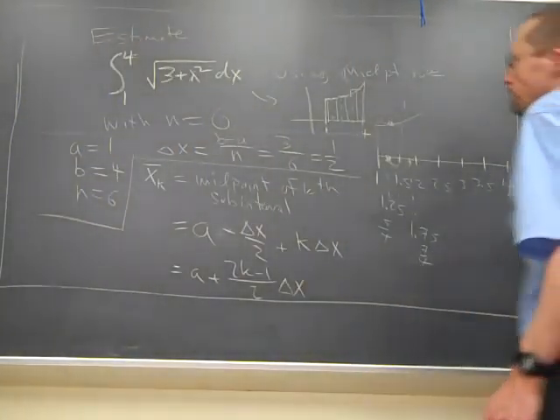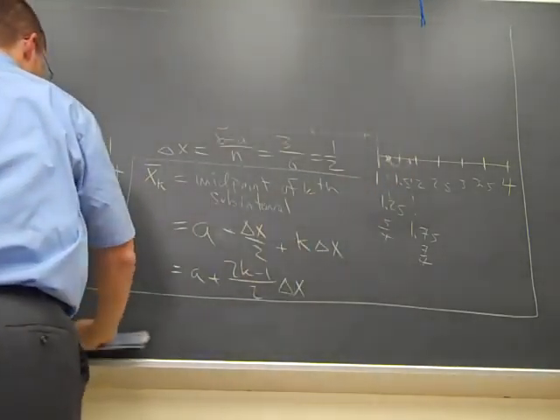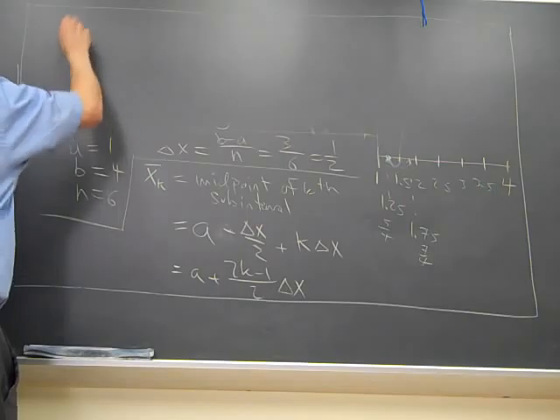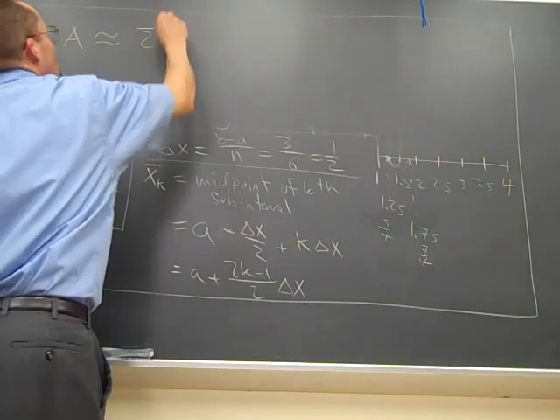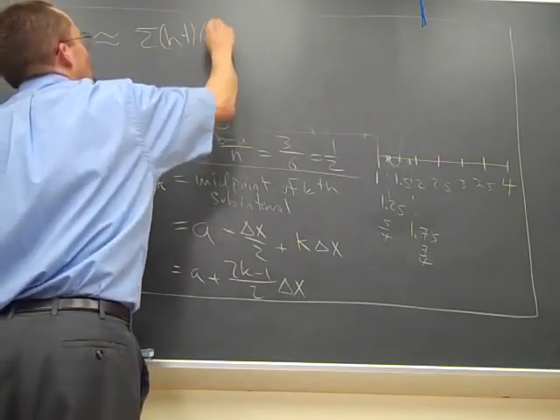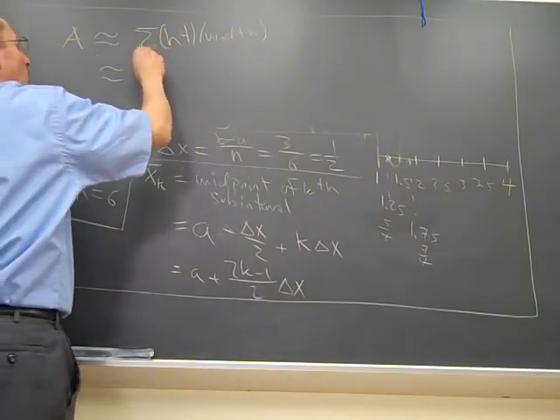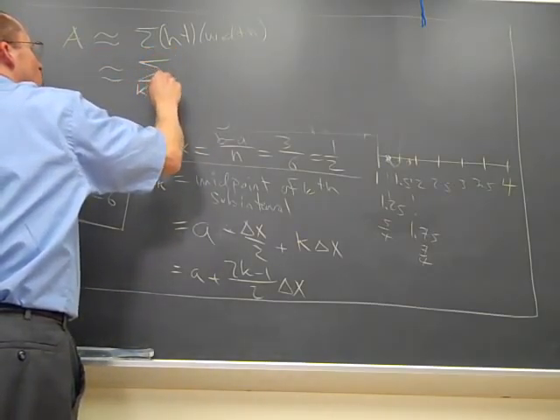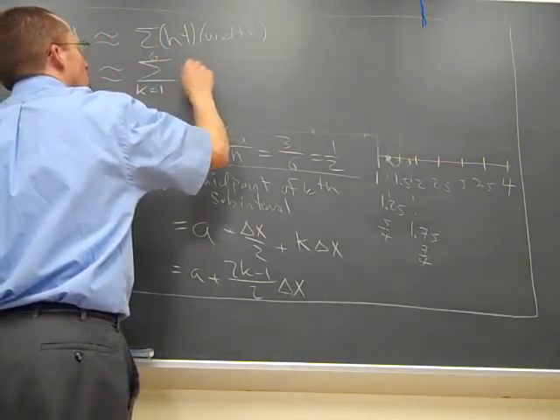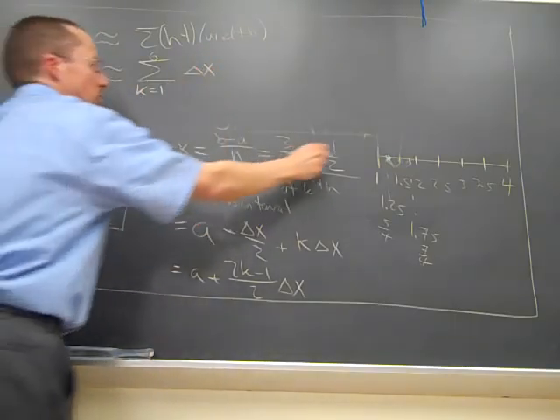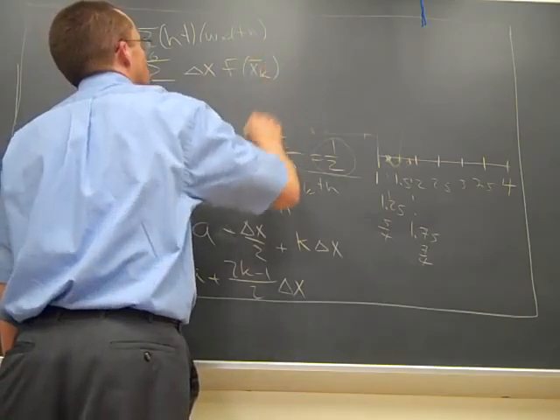Okay, unfortunately I have to erase. You can always rewind the video if you're missing something. So our area, or integral, is approximately going to be the sum of height times width. That's always the idea of the rectangle, any kind of rectangle method. That's going to be the sum from k equals 1 to 6 of delta x, which we've got, times f of all these midpoints.